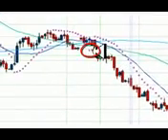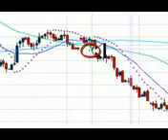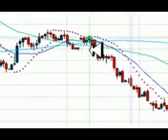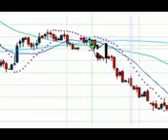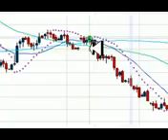See if we go up here. See these little parabolic SAR dots underneath? They're kind of like orphaned out there with no other dots around them. That's bad. You don't want to see these. These meant that you had a false signal. Let me show you what I mean.